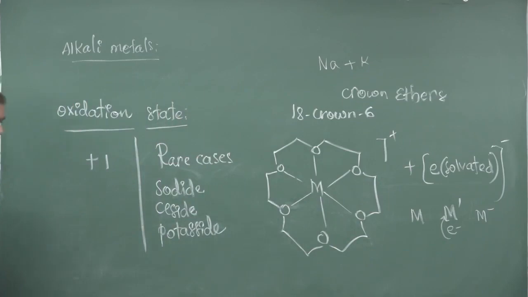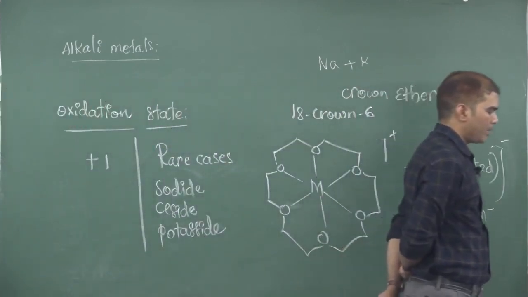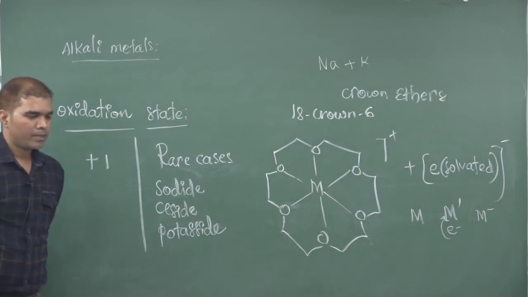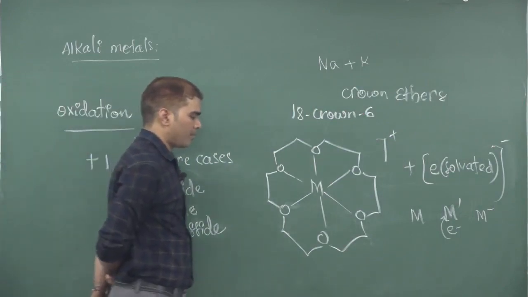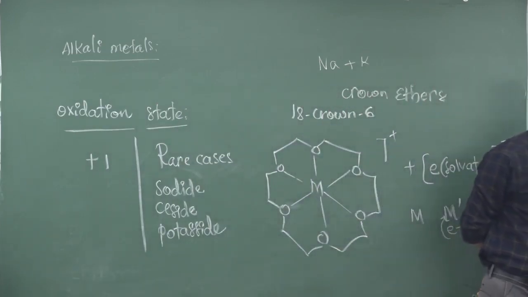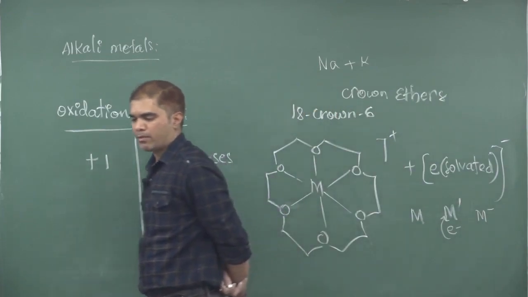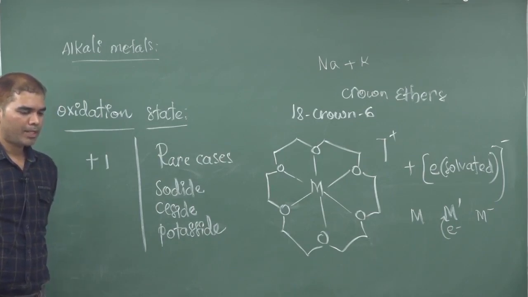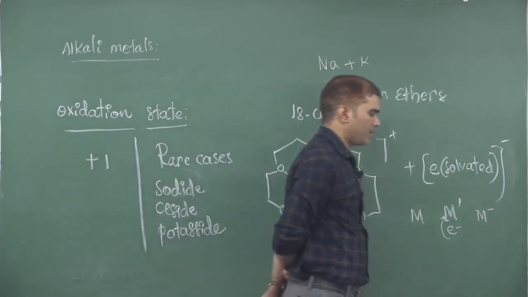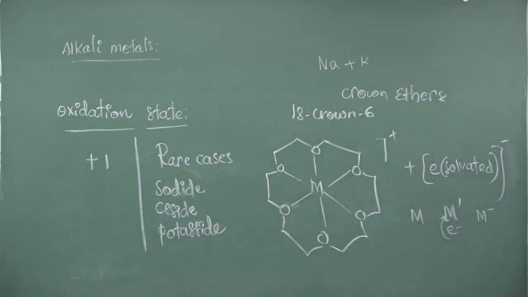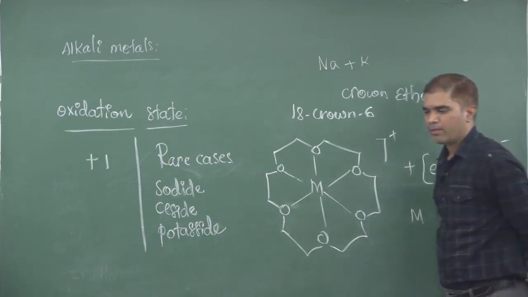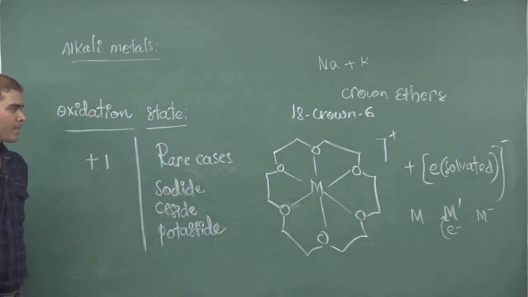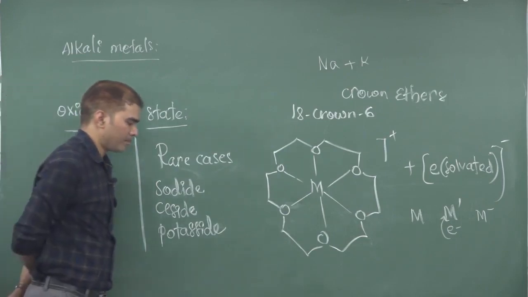When two different 1A group metals combine with a macrocycle, one loses an electron to become a cation, while the other gains that electron to become an anion.